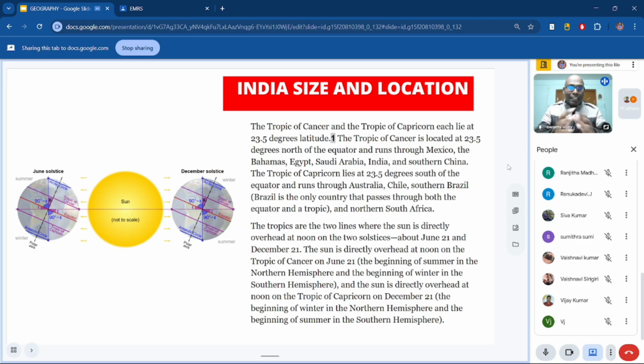See, this is very, very important information from the examination point of view. On June 21st, the sun is directly overhead at noon on the Tropic of Cancer. You can write down: June 21st, Tropic of Cancer; December 21st, Tropic of Capricorn. That means the sun is exactly overhead, exactly above the head, on the Tropic of Cancer on June 21st and on the Tropic of Capricorn on December 21st. So these are the two very, very important dates from the examination point of view.